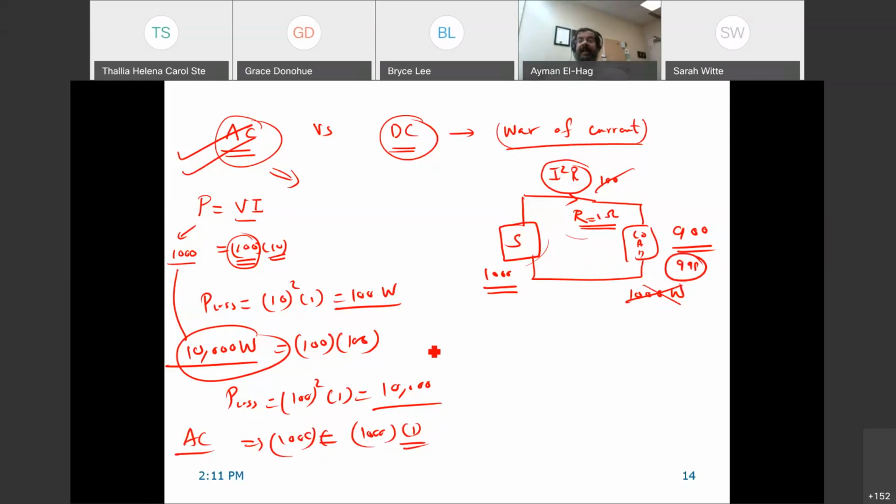And as I said, as you increase more power, you need to increase the voltage more and more. And this can only be done using AC systems. And this is why the AC system prevailed.